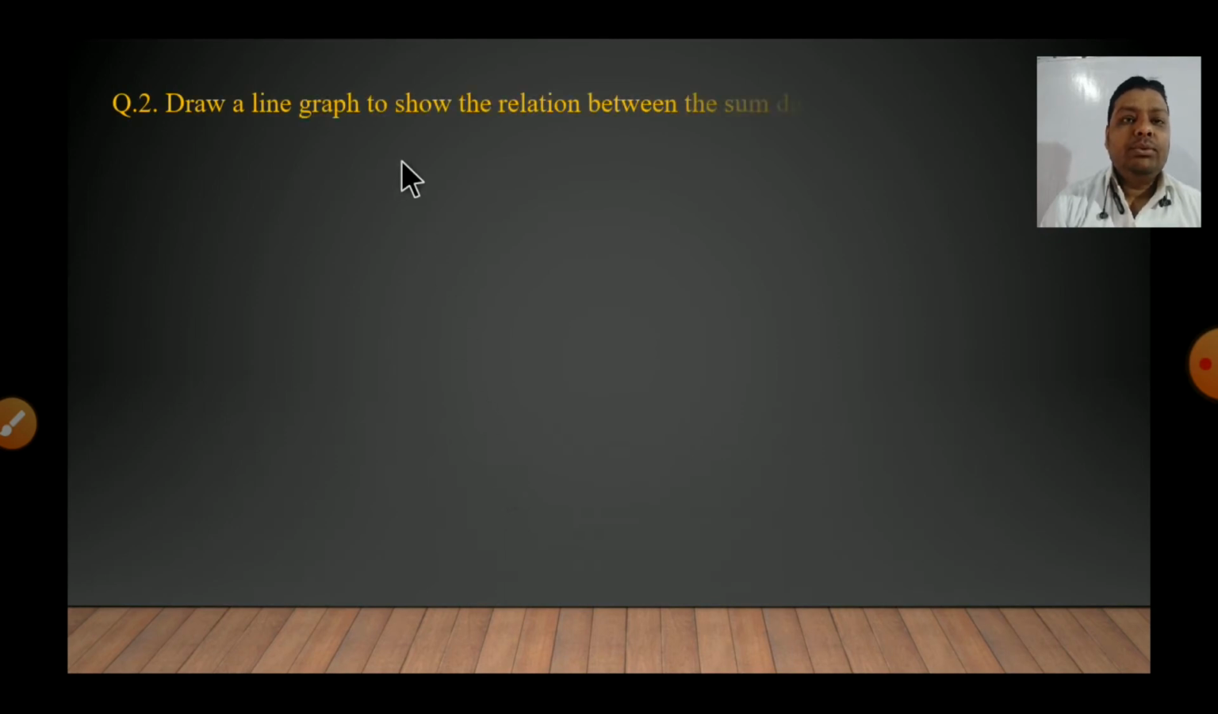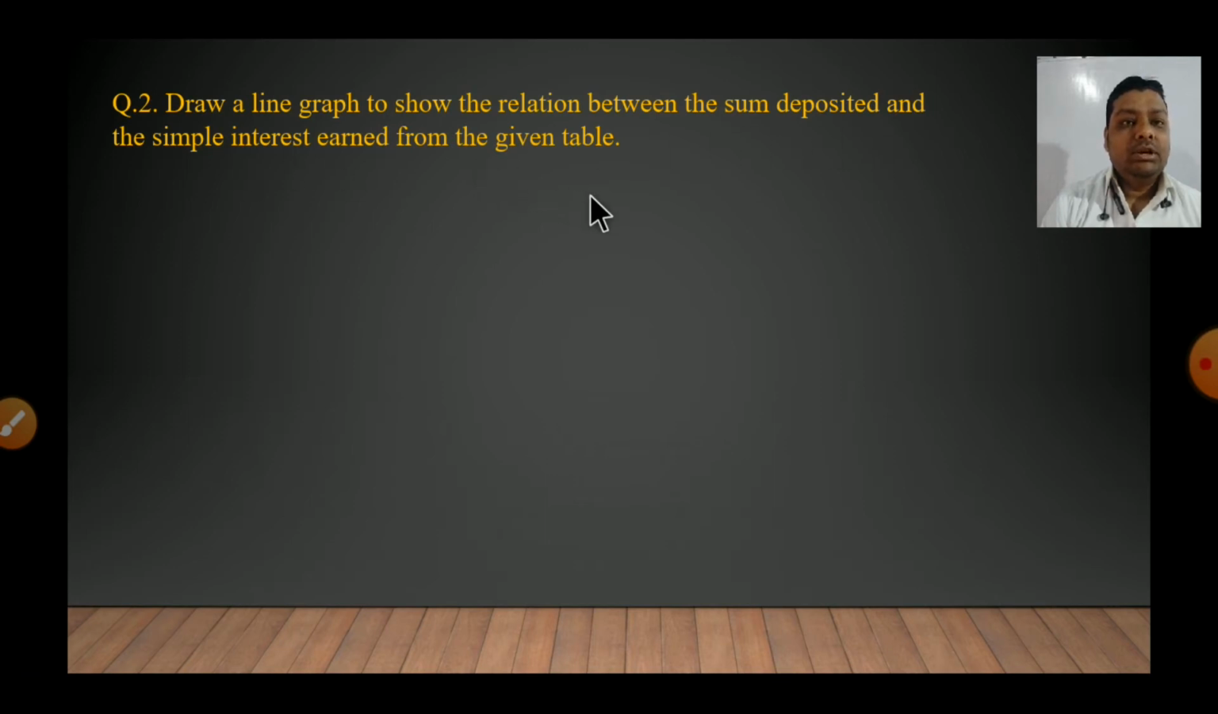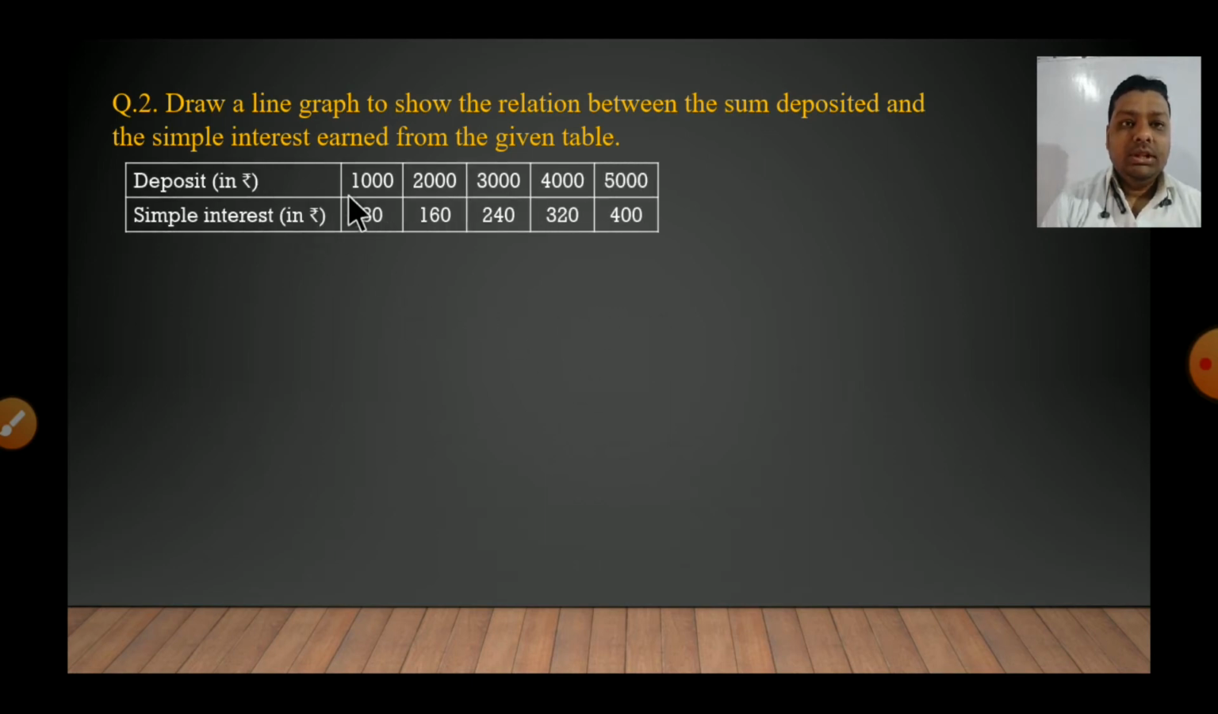Now we have to draw a line graph to show the relation between the sum deposited and the simple interest earned from the given table. We know, dear, in the compound interest chapter we have already discussed that the simple interest will be the same for each year. So if we deposit 1000 rupees, the simple interest earned is 80, then for 2000 it is 80 plus 80, 160, then for 3000 one more 80, for 4000 one more 80. So you can see that the simple interest increases by the same amount when the deposit increases by 1000.